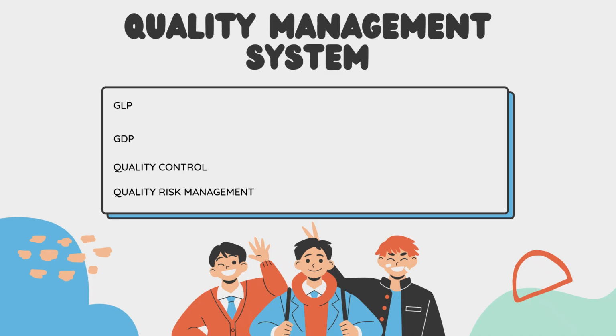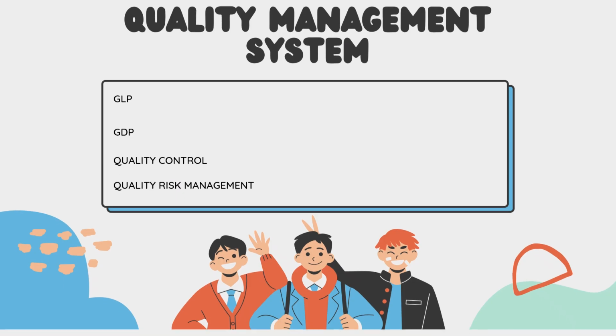In short, GLP ensures lab accuracy, GDP protects documentation credibility, QC confirms product quality, and QRM makes sure we're always one step ahead of risk. Lahat sila essential para sa isang maayos, compliant at world-class pharmaceutical system.